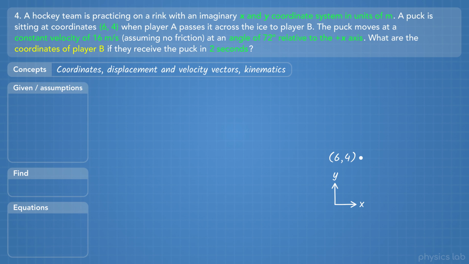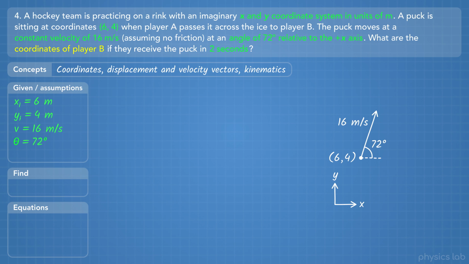Since the coordinates are in meters, we can write down that the initial x position is 6 meters, and the initial y position is 4 meters. Player A passes it across the ice to player B. The puck moves at a constant velocity of 16 meters per second at an angle of 72 degrees relative to the x-axis. So let's draw the velocity vector of the puck and write down the magnitude, v, is 16 meters per second, and the angle, theta, is 72 degrees.